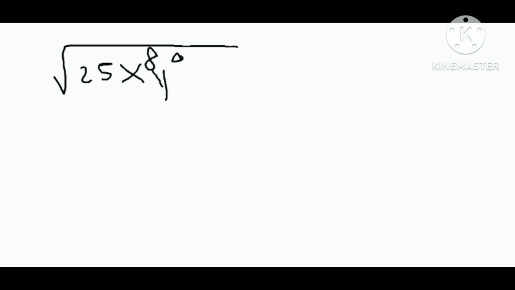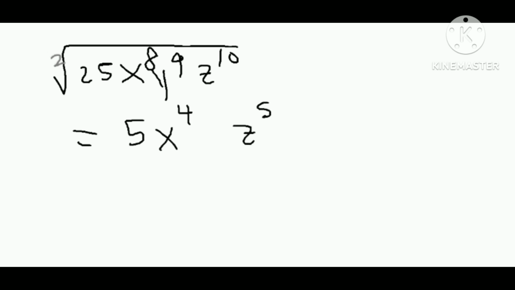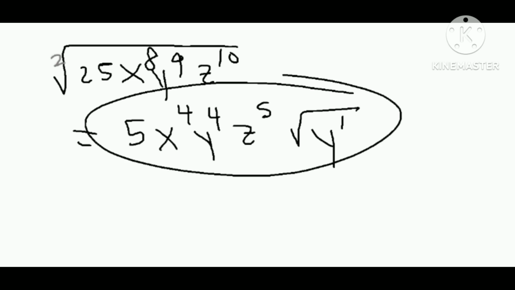Try this example. The square root of 25 x to the 8, y to the 9, z to the 10. So we know the square root of 25 is simply 5. And we need to divide every number by 2. 8 divided by 2 is 4. 10 divided by 2 is 5. Now 2 goes into 9 4 times. 2 times 4 is 8. So 9 minus 8 is 1. We have 1 remaining. So this is just going to be the square root of y, or y to the 1st power. So this is the answer for that particular example.